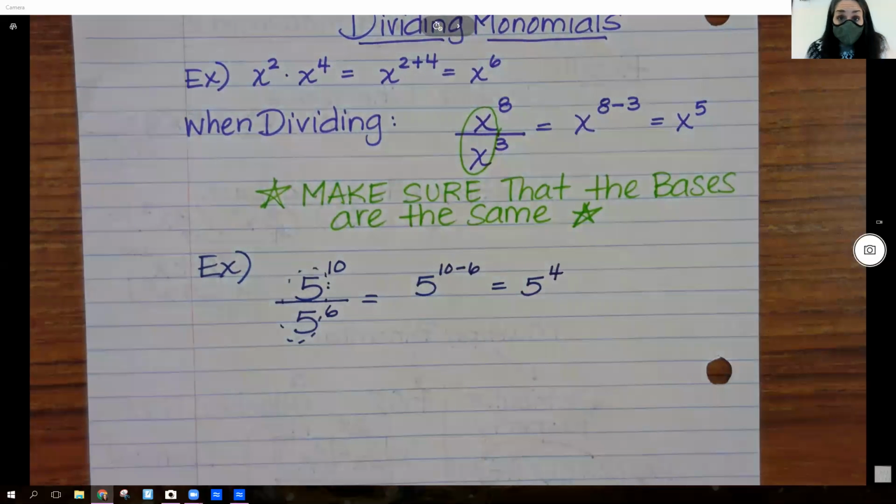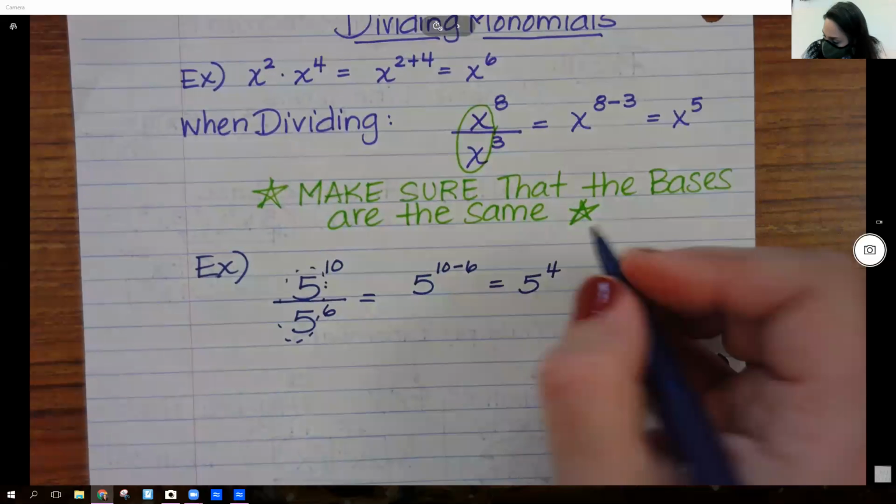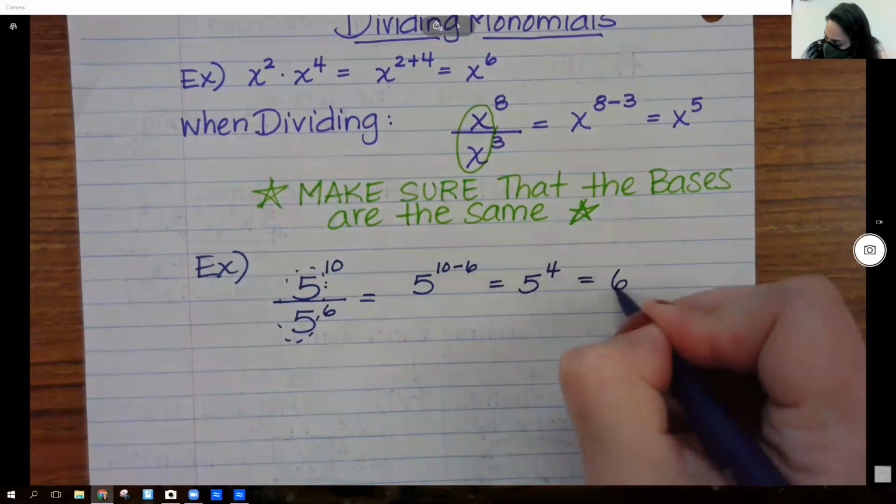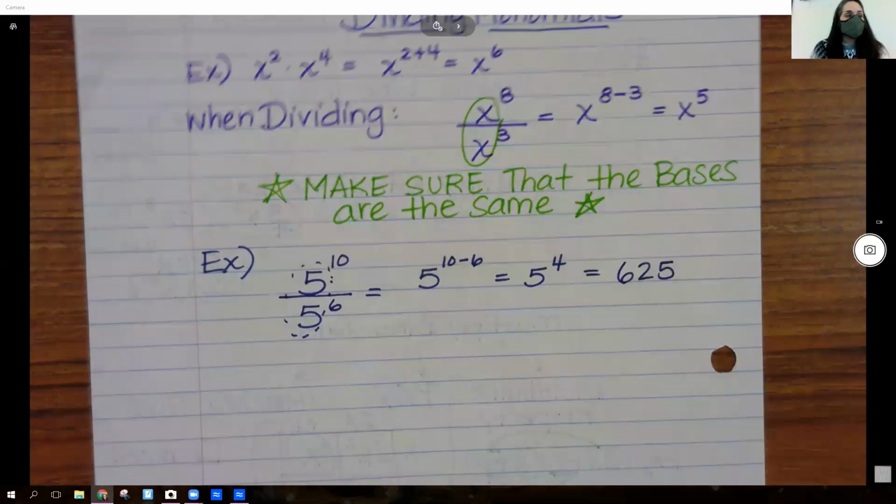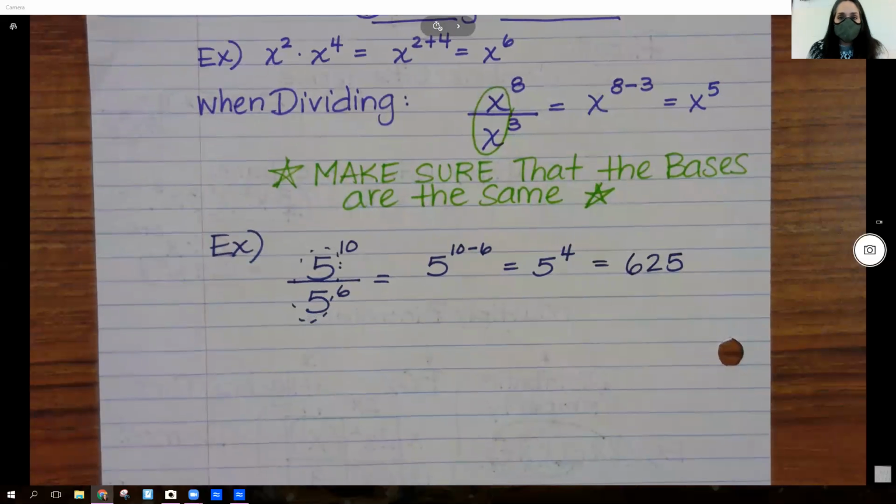Now, you might not see that as a multiple choice answer, and that's because they're going to actually multiply that out since it's just a number and not a variable. So that would be, excuse me, 5 times 5 is 25. 25 times 5 is 125. And then that times 5 is 625. Okay, so your answer would be 625.